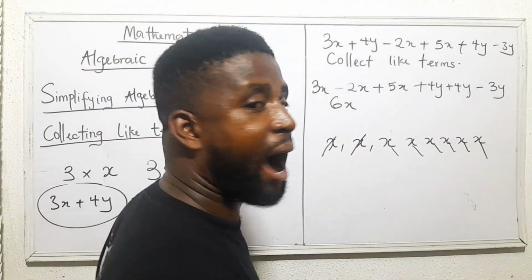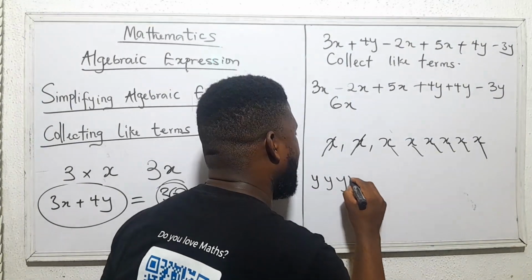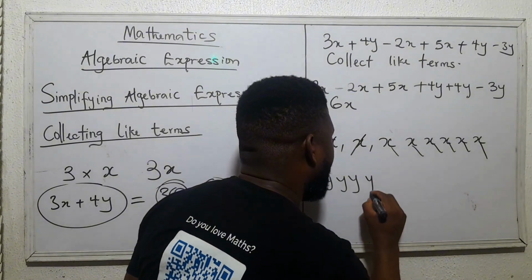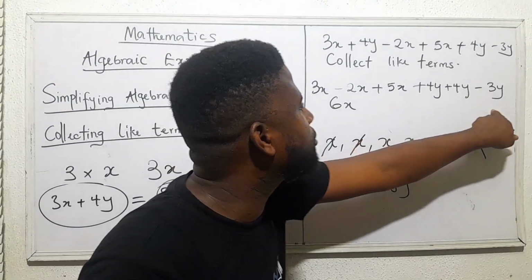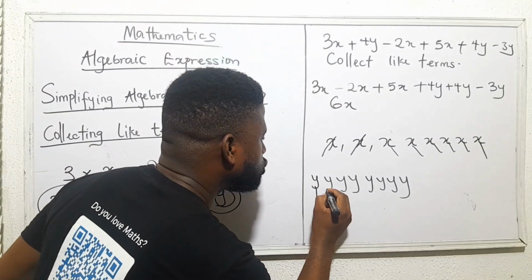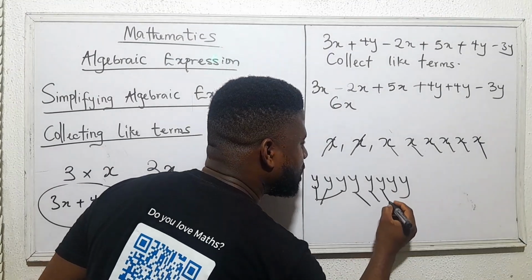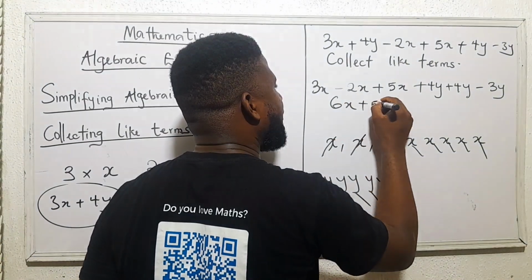Now, plus 4y, it means I have 1y, 2y's, 3y's, 4y. Another plus 4y, another 1, 2, 3, 4. Then I'm to take away 3y, 1, 2, 3. Then how many do I have left? 1, 2, 3, 4, 5. It is still my y, so I have plus 5y.